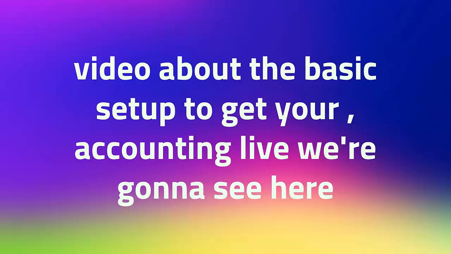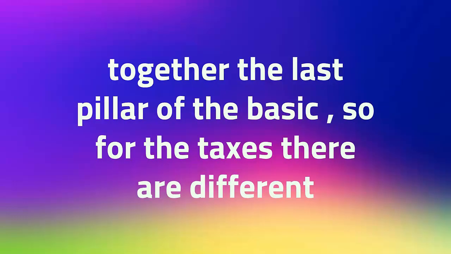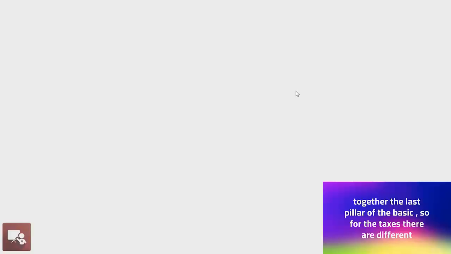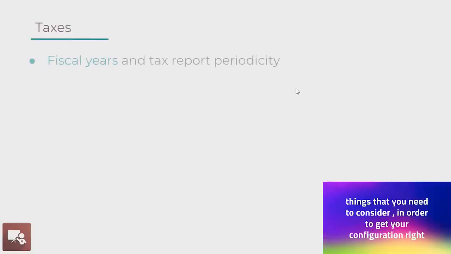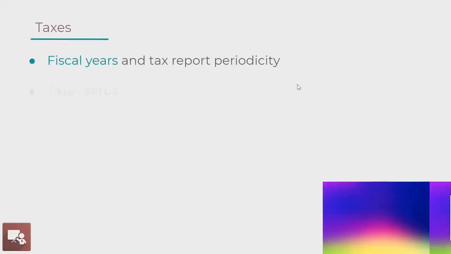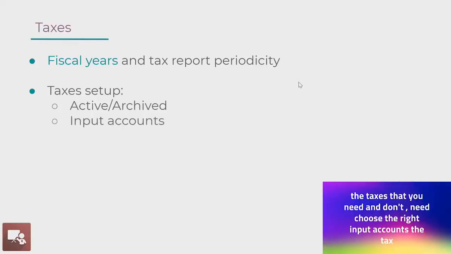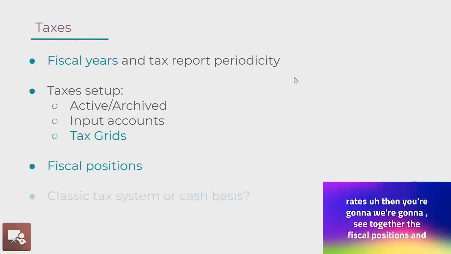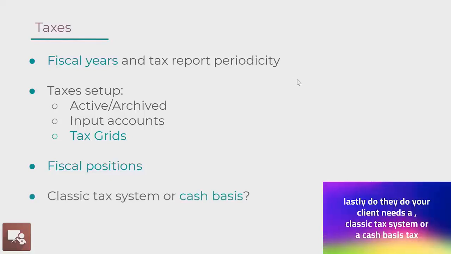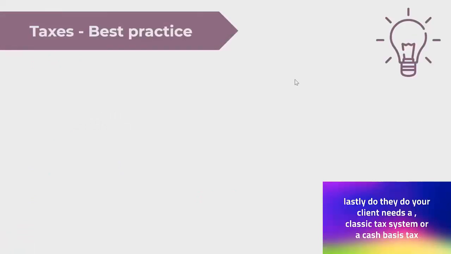Video about the basic setup to get your accounting live we're gonna see here together, the last pillar of the basics: the taxes. There are different things that you need to consider in order to get your configuration right. First thing is to define properly the taxes setup, so basically activate the taxes that you need and don't need, choose the right input accounts, the tax rates. Then we're gonna see together the fiscal positions, and lastly, does your client need a classic tax system or a cash basis tax?